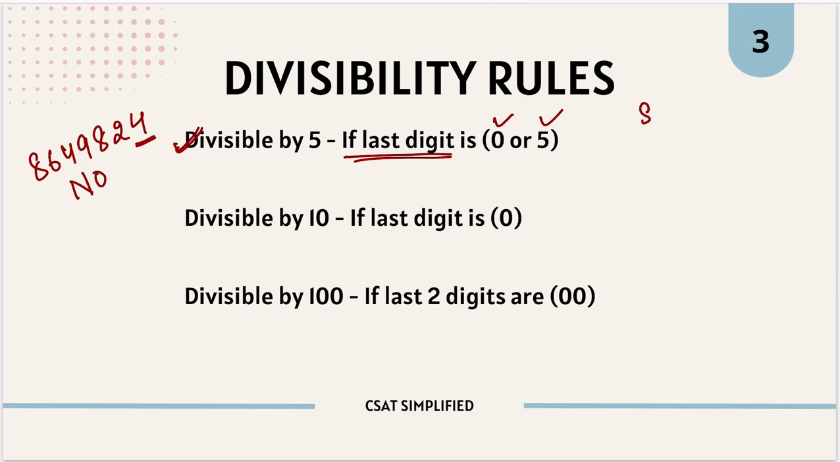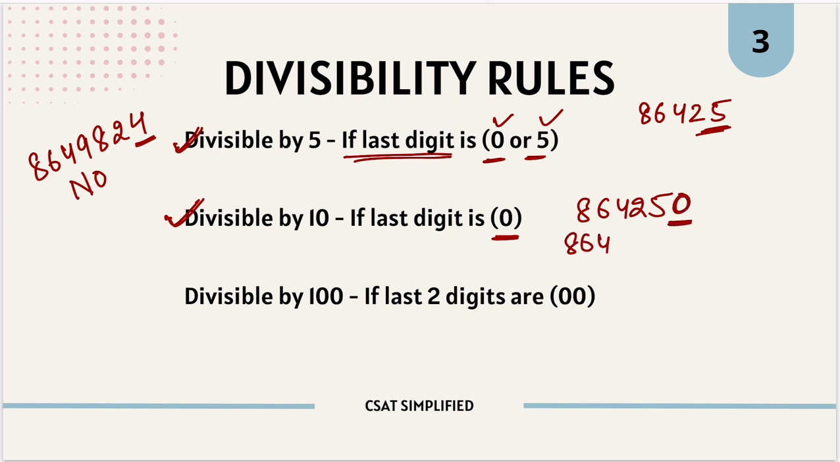Right? Suppose I have 8, 64, 25. So is this number divisible by 5? Yes, because the last digit is either 0 or 5. Correct? Now divisibility of 10. Simplest of all, you just check the last digit. There needs to be 0 in the end. So if the number is 86425, then it is not divisible by 10.